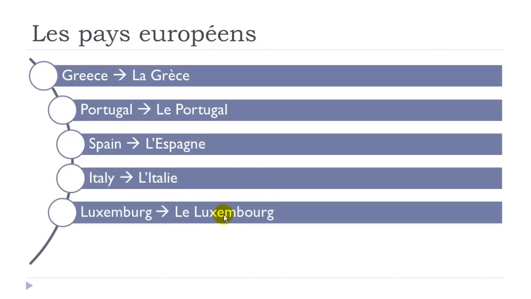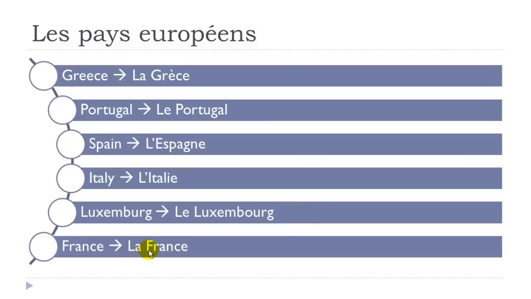Le Luxembourg. Okay, final G not pronounced. And then when you combine this E, M here, you get the sound en, en. You don't pronounce the M at all. It's this nasal en. Okay? Le Luxembourg. Le Luxembourg. Okay?